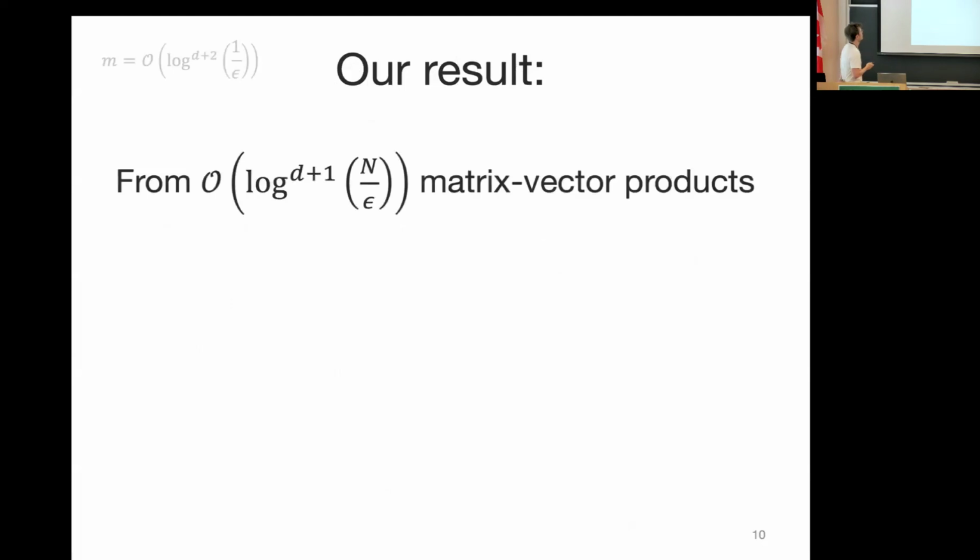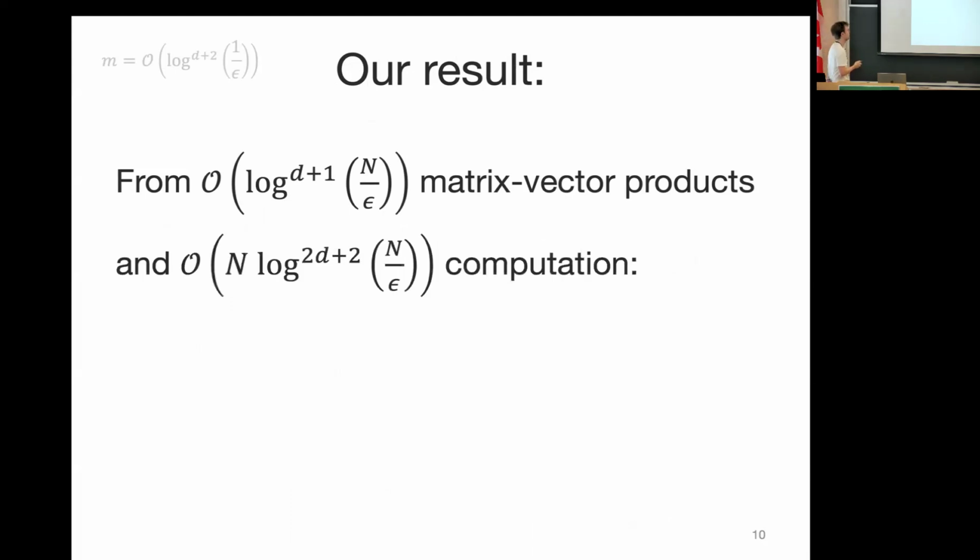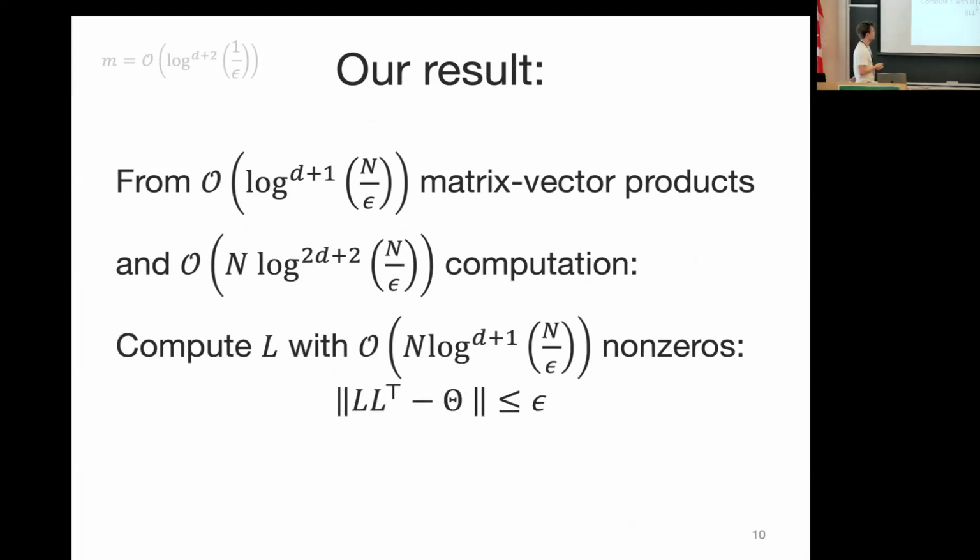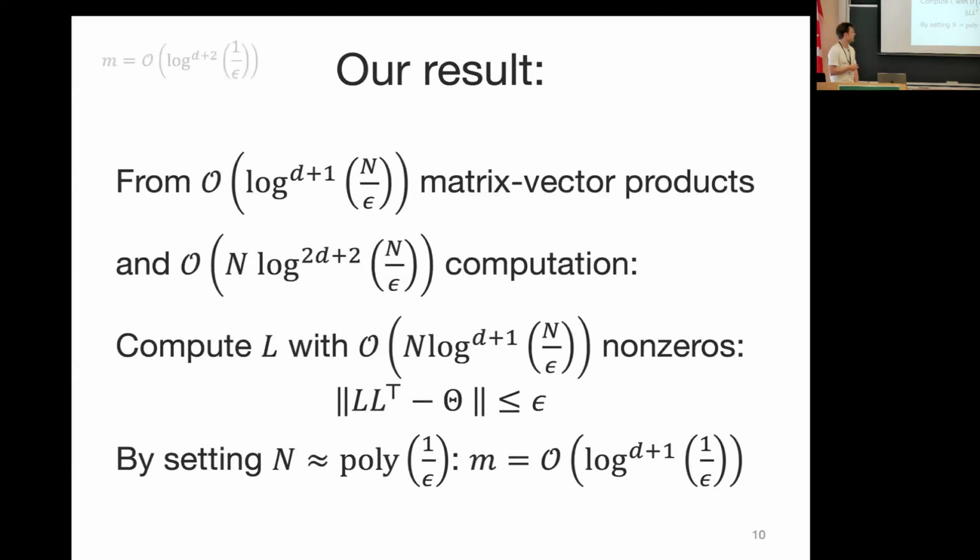And so our result is that we only need log to the d+1 matrix-vector products in this discretized world. So, in fact, even by one logarithm better than what one could have hoped for based on the hierarchical matrix approximations, and a near-linear amount of computation to get an L that would be a Cholesky factor that approximates this matrix theta up to error epsilon. And by setting n of the order of poly 1 over epsilon, this gives us this rate of log to the d+1, which is, again, even one logarithm better than what one could have hoped for based on the H-matrix approximation.